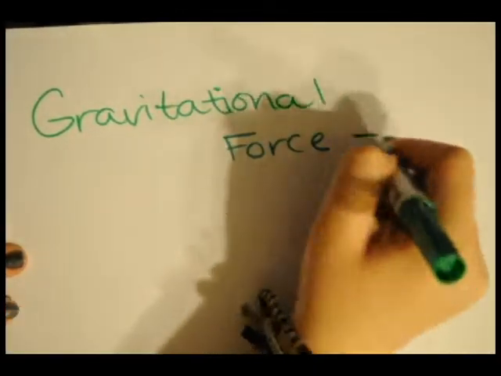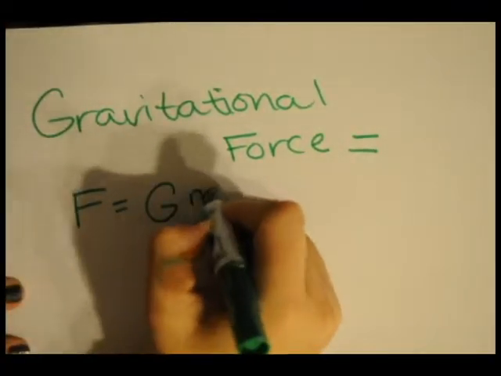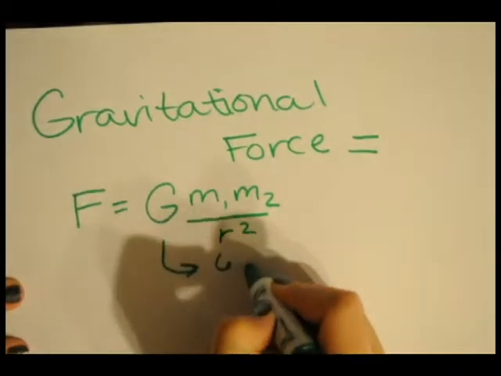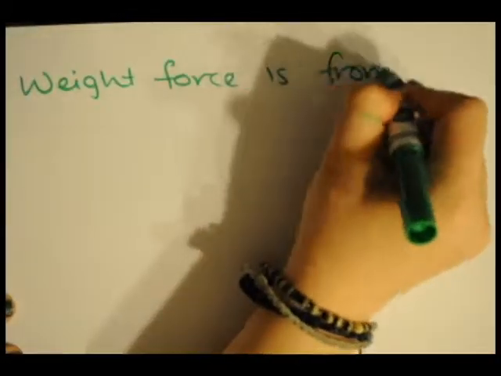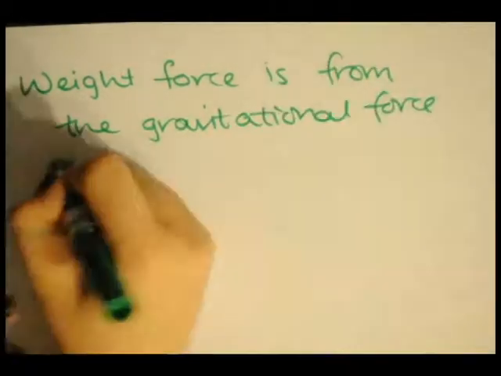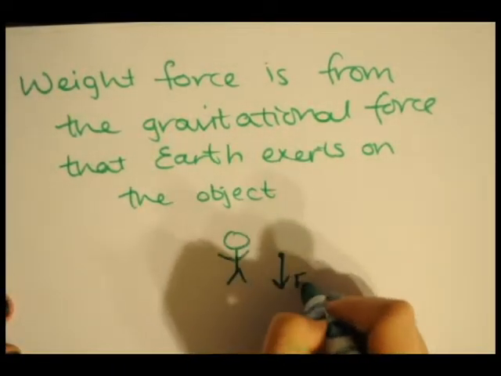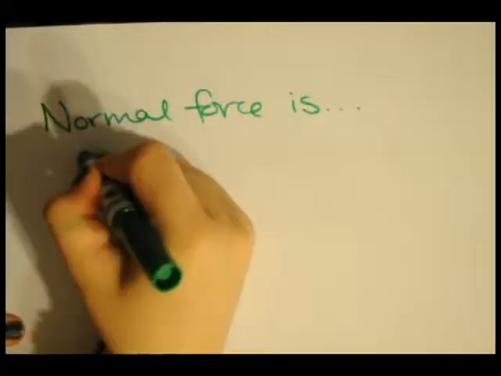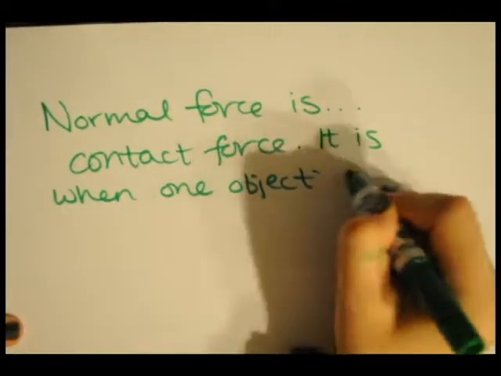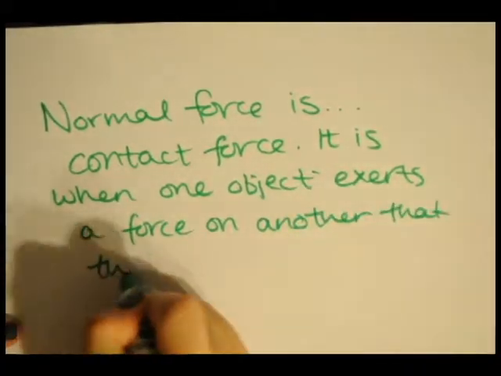Gravitational force is F equals G times m1 times m2 divided by r squared. Weight force is from the gravitational force that Earth exerts on an object. It's always pointing towards the center. Normal force is a contact force. It is when one object exerts a force on another that it is in contact with.